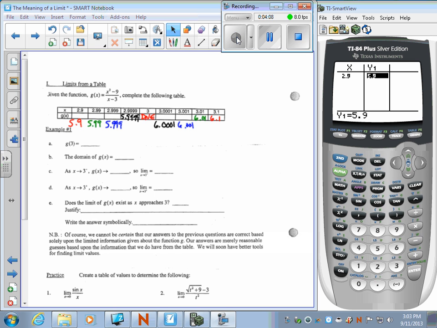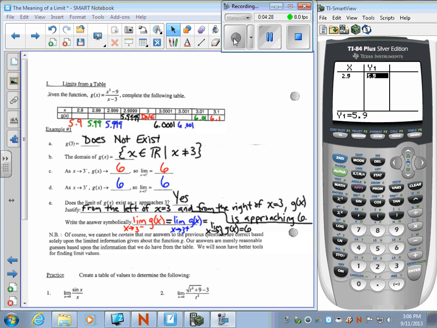Here is my completed table. Sorry, my numbers didn't fit in those little tiny boxes. At this point, I would like for you to complete A through E for number 1, and I want you to pause the video to do that. So please press pause now and complete A through E.